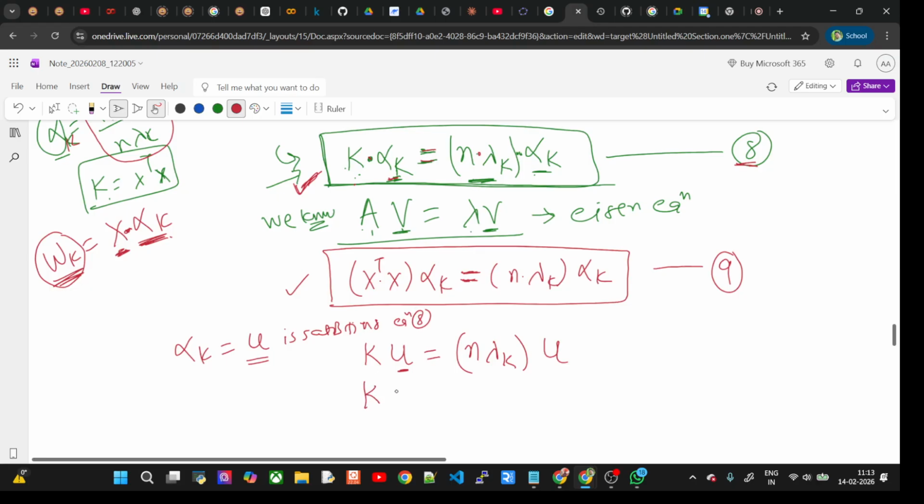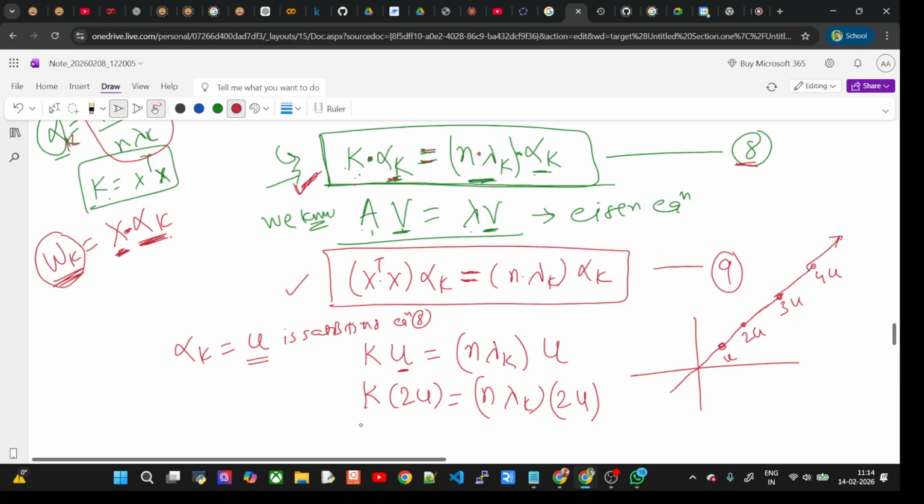But what about K into 2u equal to n lambda k into 2u? It is just a scaling of u, whether u, 2u, 3u, 4u, or u by 2, or minus u by 2, or anything. This means it is not a unique equation, it is satisfied by any type of scaling of the u value.